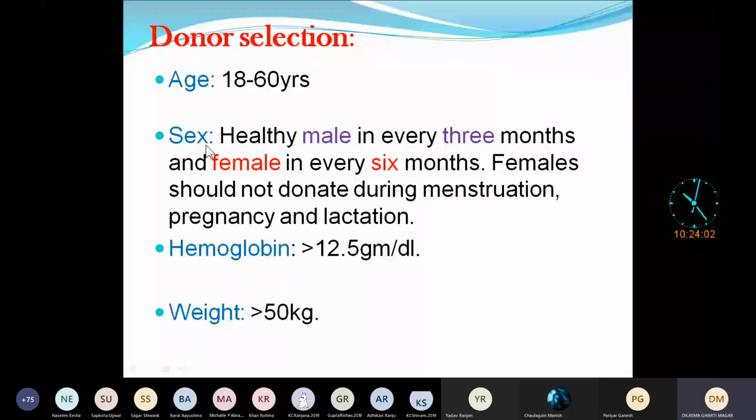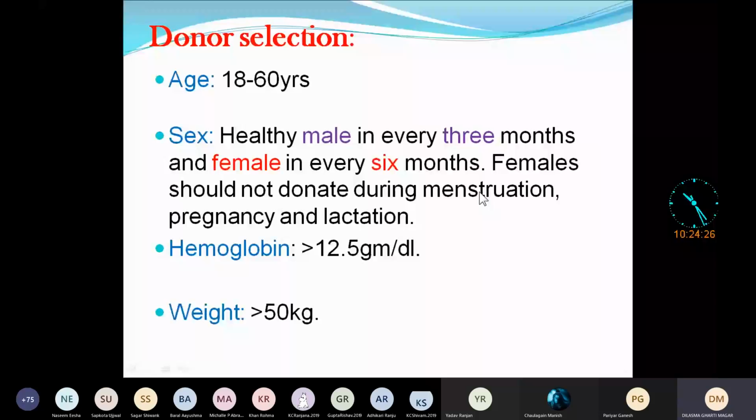And females every 6 months. Understood here? So males can donate every 3 months, but females can donate every 6 months. The female should not donate blood during menstruation, pregnancy, and lactation. During menstruation, there will be blood loss. That's why they should not donate at that time.